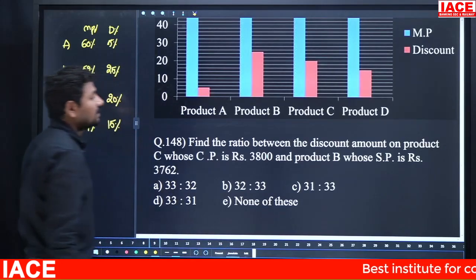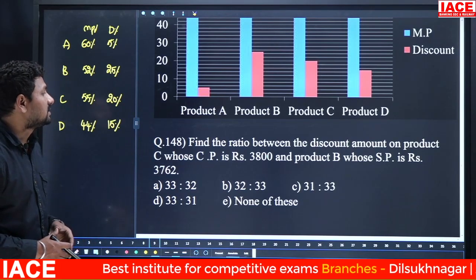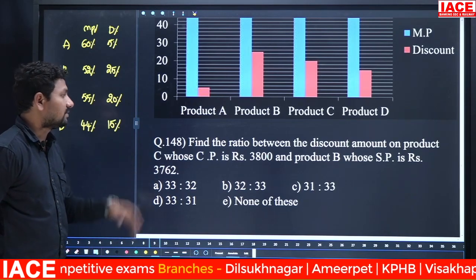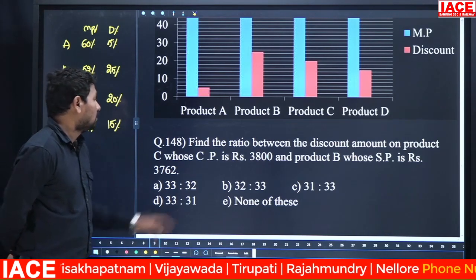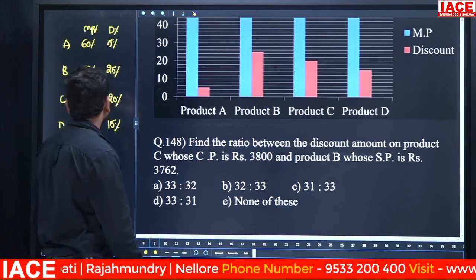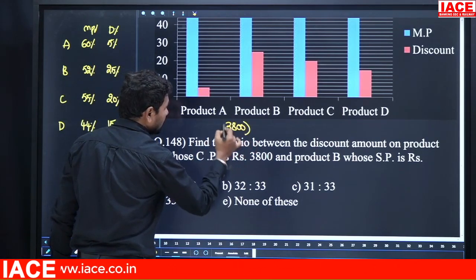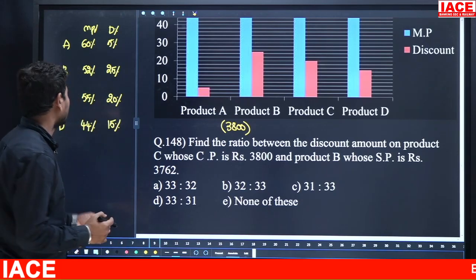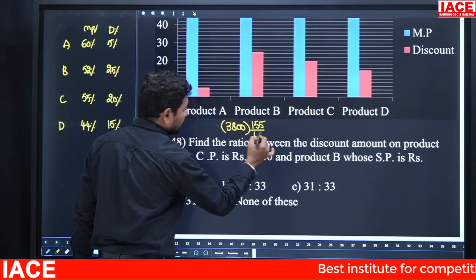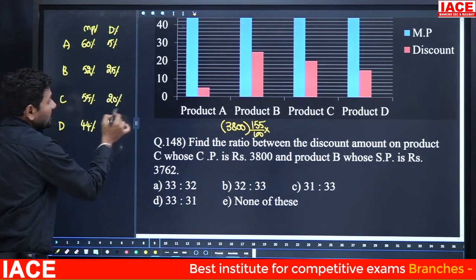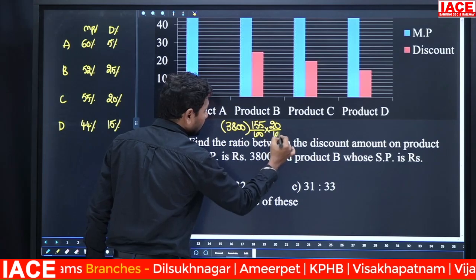Next, find the ratio between the discount amount on product C whose CP is 3800 and product B whose SP is 3762. Product C whose CP is 3800. In this 3800, make the value an increment. How much percentage increment? 55% is increment, it is 155. And given discounted money is required, how much percentage discount allowing? 20% discount allowing. 20 by 100 is completed.